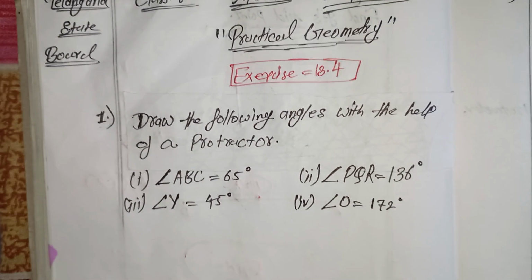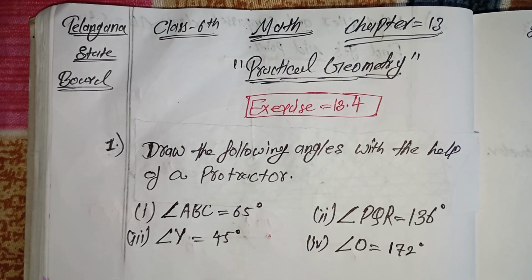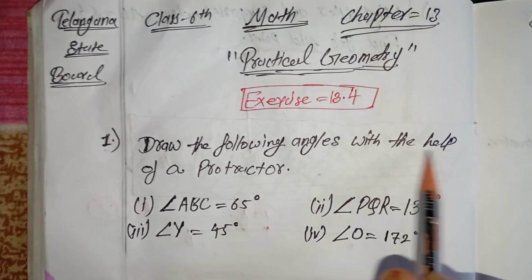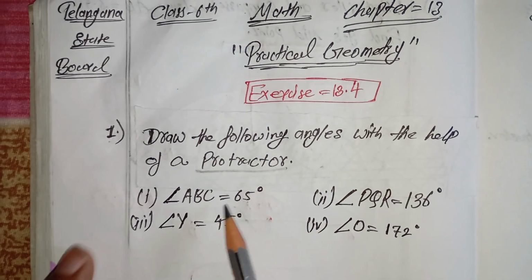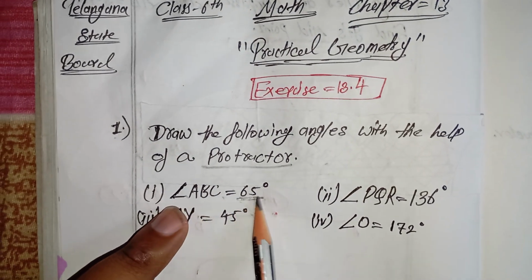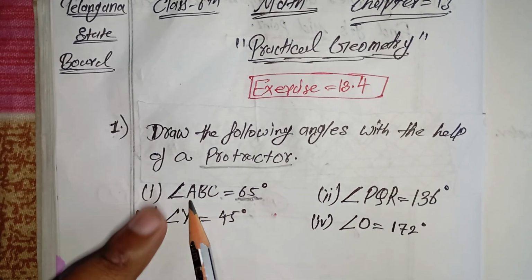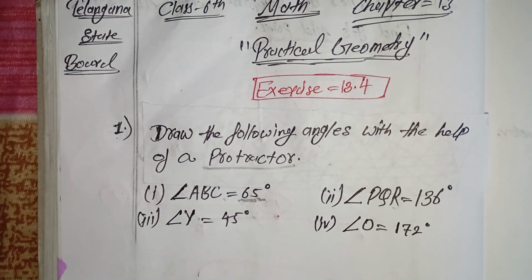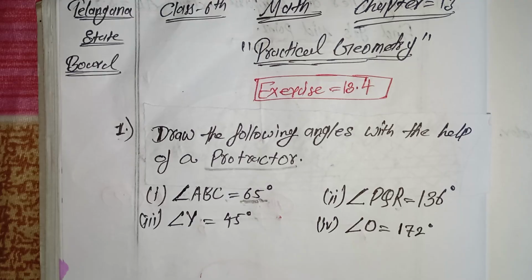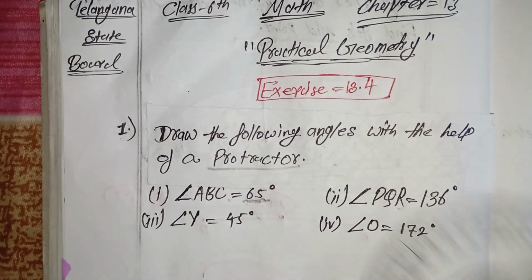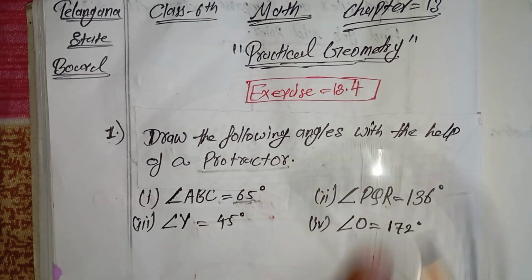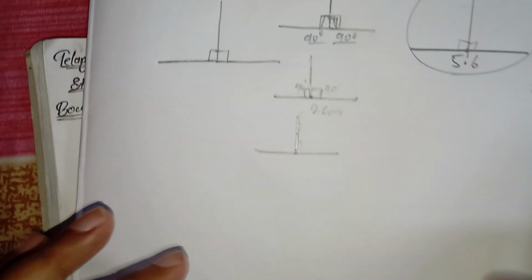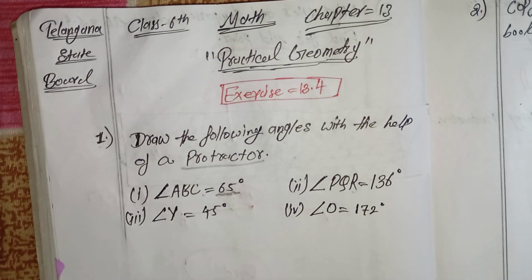So what is this first question telling? Let's see. Draw the following angles with the help of a protector. Here the given angle is 65. Don't get confused by this ABC, forget this ABC. Just understand that thing only. By using this protector, you have to draw a 65-degree angle. I will explain one thing here, just wait a minute.